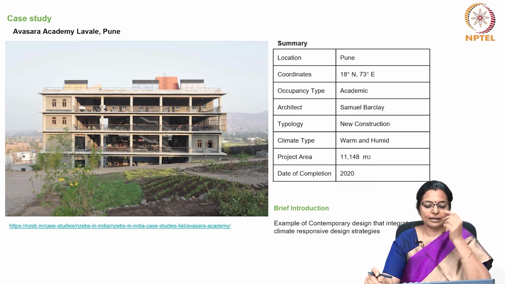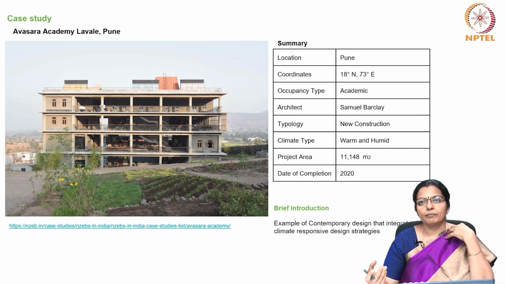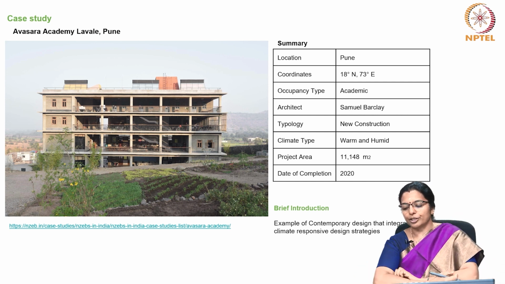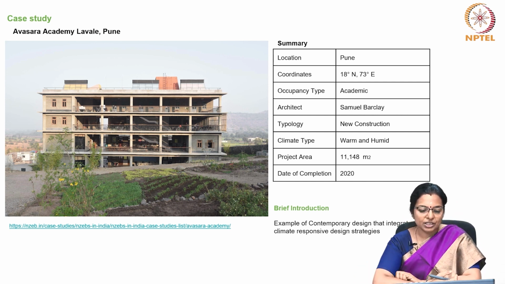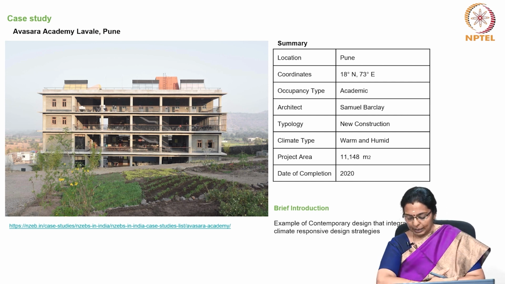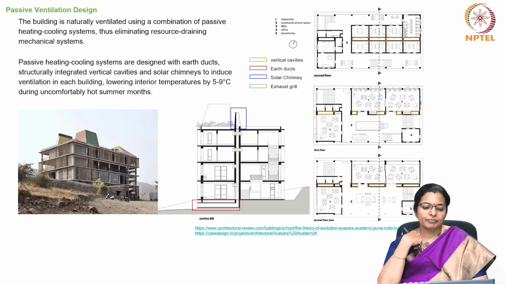Let us now look at the case study. The first case study which we will see is of Avsara Academy at Pune. Now, this is an academic institution. It's a new construction in Pune, where we can say moderate, between moderate to hot and humid condition. So, this is an example of a contemporary design that integrates climate responsive design strategies.